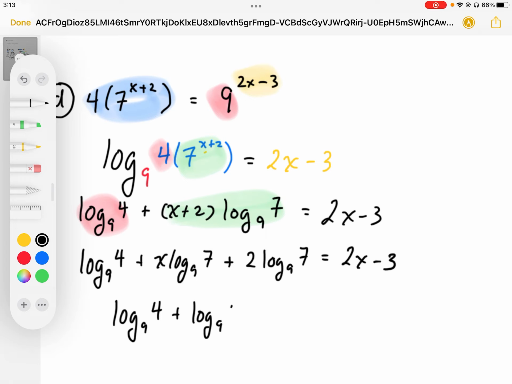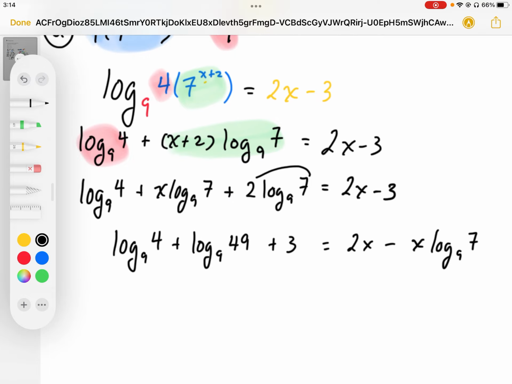In fact, I'm just going to put that power into here and square it, and I'll just do one log on the left-hand side. And this is going to be x log, let's move that 3 to the other side. We don't want that 3 here, so we're going to go plus 3. And this is going to be equal to 2x minus x log base 9 of 7.